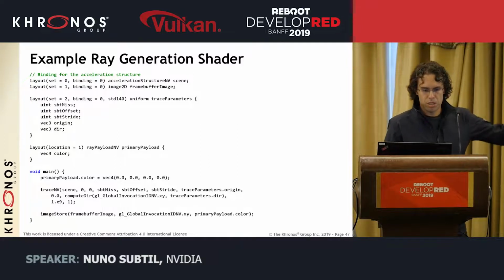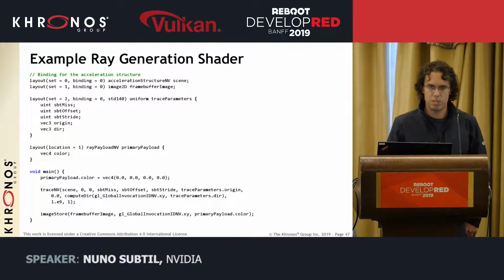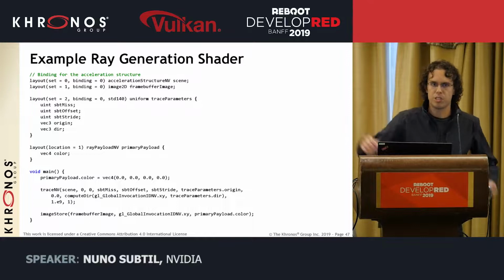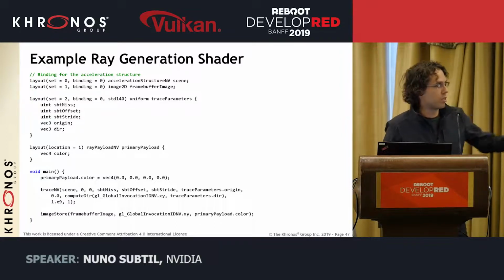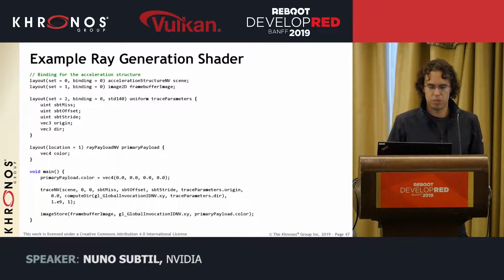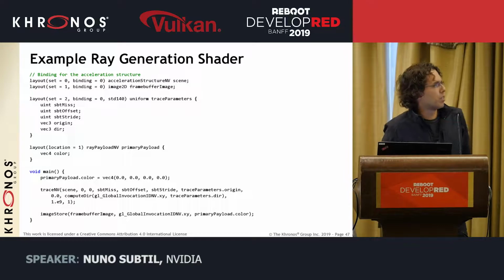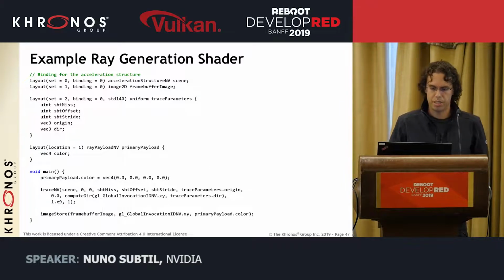We have a uniform block that gets a bunch of parameters. They are related to the SBT indexing, where you may want to have different chunks of the SBT per execution of this shader. So we pass those in as a uniform block. And then we define the payload for the rays that we're going to shoot. This payload just has a color value in it, a vec4 color value.